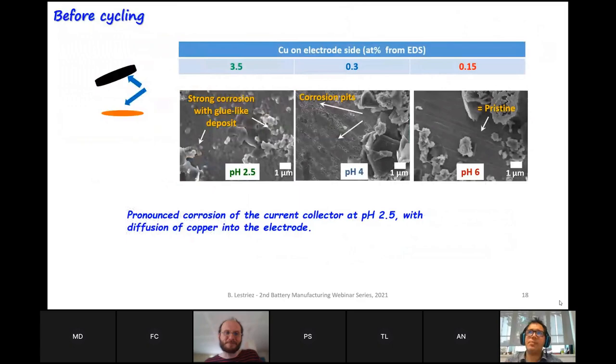Next. So first, we characterized the electrodes before cycling, and as expected, we observed that in acidic conditions, the collector was corroded. At pH 6, the collector behind the electrode is looking like pristine, while at pH 4 you see the corrosion pits, and at pH 2.5 you see a glue-like deposit, which is revealing the strong corrosion that occurred. And by EDX, we also found that a significant amount of copper had migrated, diffused, into the electrode prepared at pH 2.5.